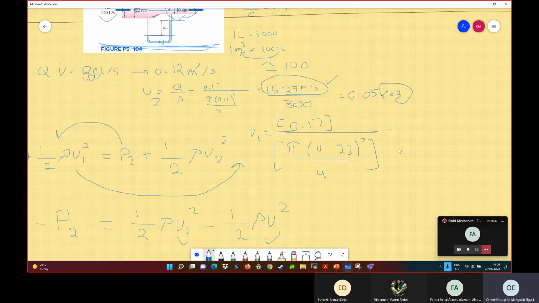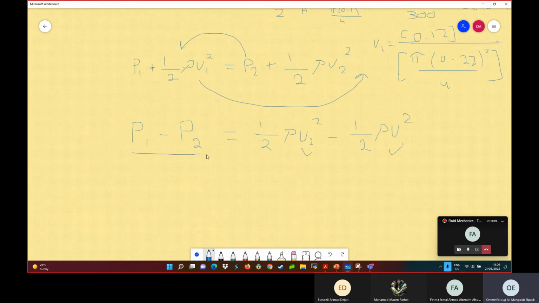So it's equal to 0.12 divided by 0.22 squared over 4. You have 3.15 meter per second. Okay.